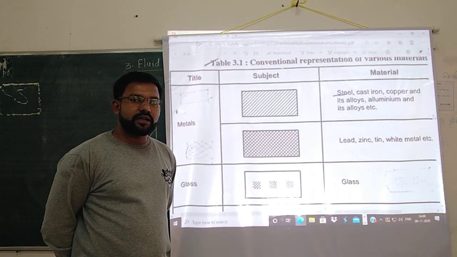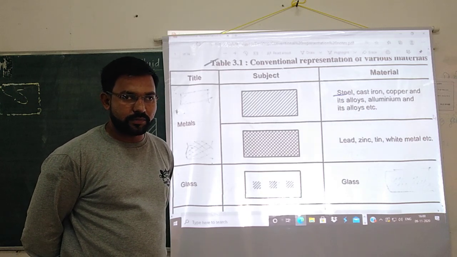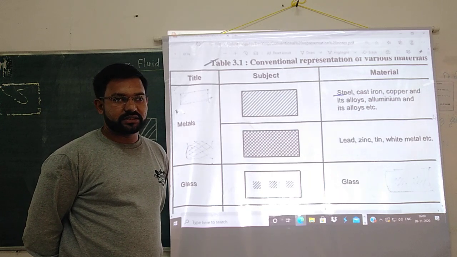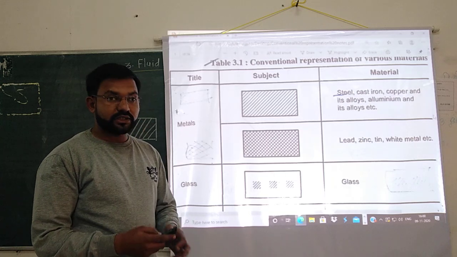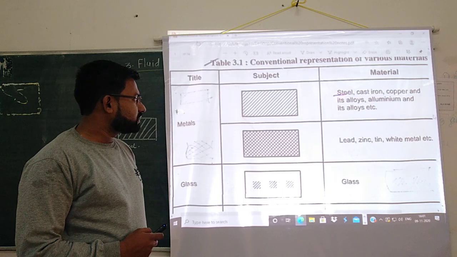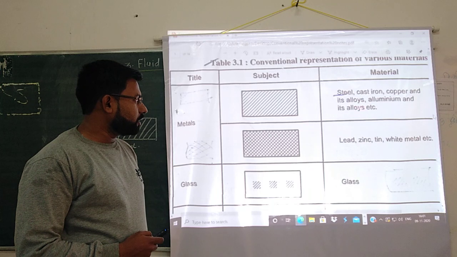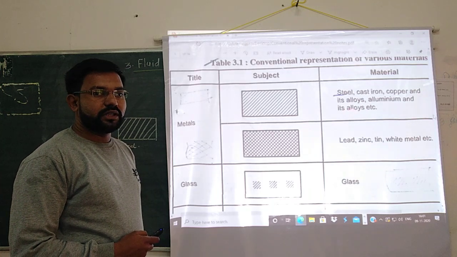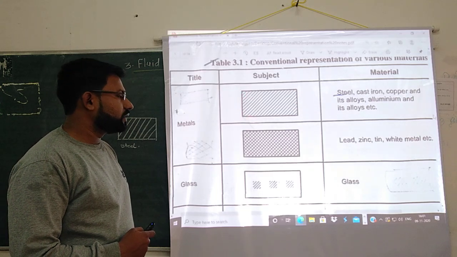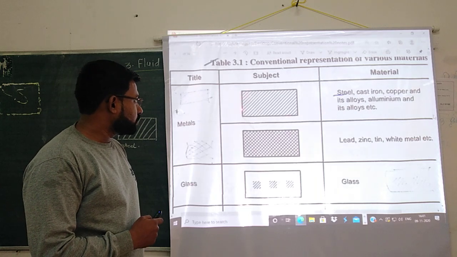You all know that the engineering materials are broadly classified into two types, that is metals and non-metals. First of all we will see the convention for metals. Which type of metals? The metals such as steel, cast iron, copper and its alloys, aluminum and its alloys. For these materials the convention is like this. If you want to represent this material, then you have to draw this convention.